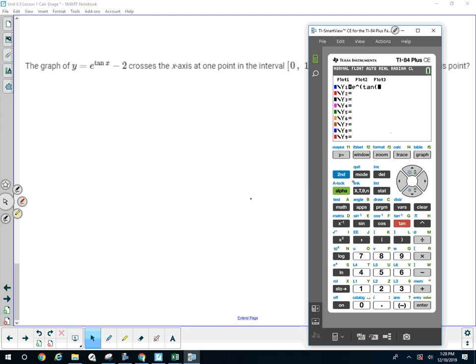Now, if you ever feel like you need to reset your window, you will go to Zoom Standard. That puts you back into -10 to 10 and -10 to 10. But I want to go from 0 to 1, and I want to know when it crosses the x-axis once. So I'm going to change my y's to -1 to 1. That way I can just see this location better.